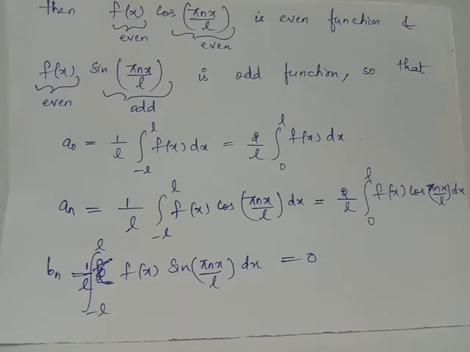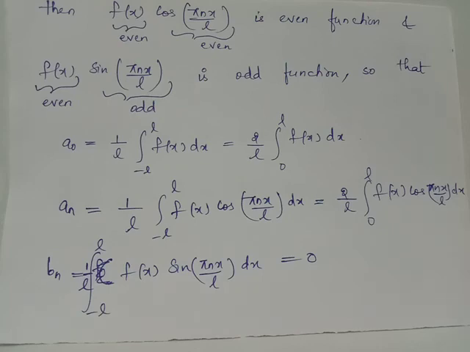Similarly, we have an equals 1 by L integral minus L to L f of x cos pi n x by L into dx. Since f of x is an even function and cos pi n x by L is also an even function, and since the product of two even functions will again be an even function, the function which appears inside the integral will be even, and hence we can replace integral minus L to L f of x cos pi n x by L into dx as 2 times integral 0 to L f of x cos pi n x by L into dx.